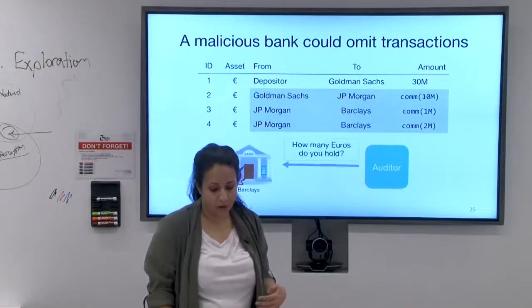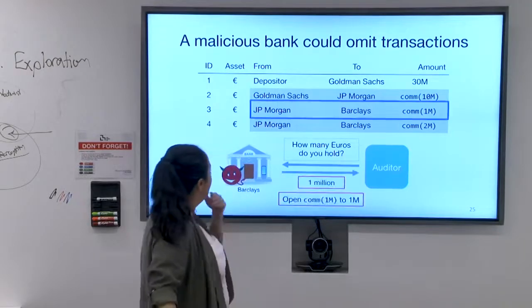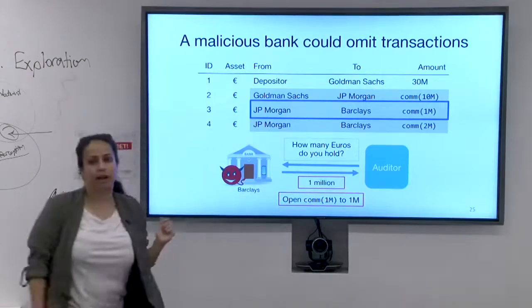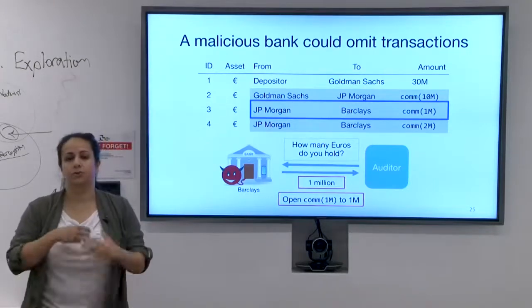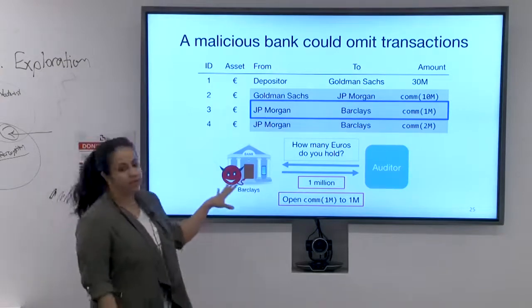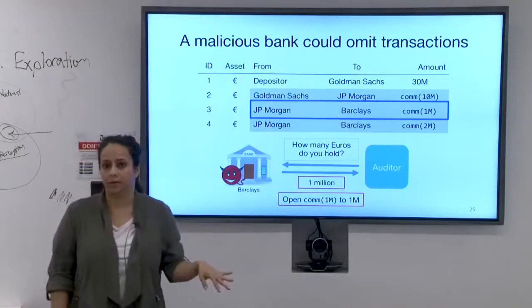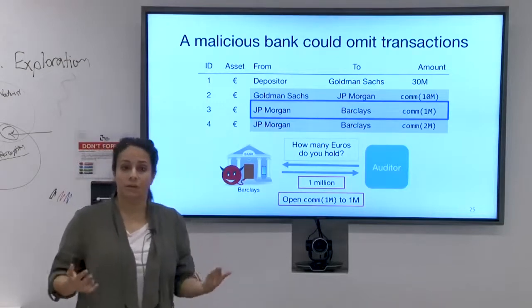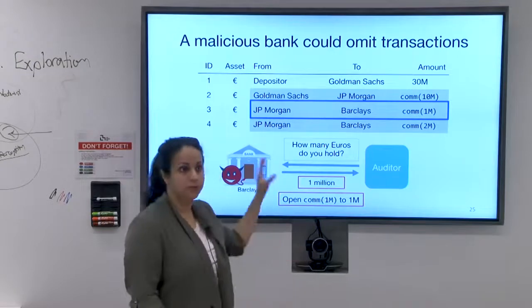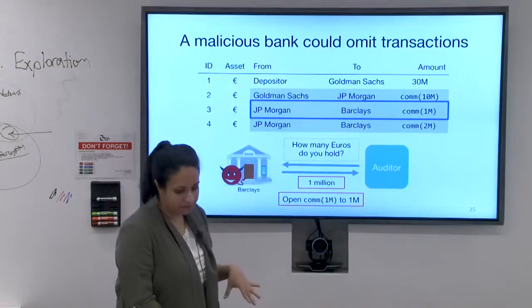Barclays could say, actually, I only have 1 million euros. Here's the transaction that proves that I have 1 million euros. I will just give you R1. I will just point to this transaction. Don't worry about the other transactions. I'm not involved in them. The bank, Barclays, could leave out relevant important transactions in sort of this straw man design, okay?